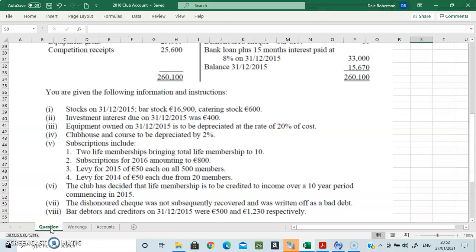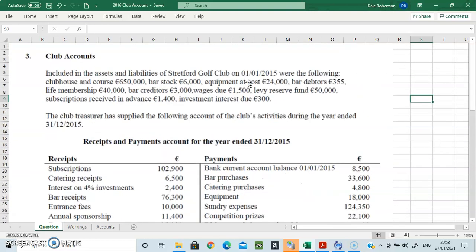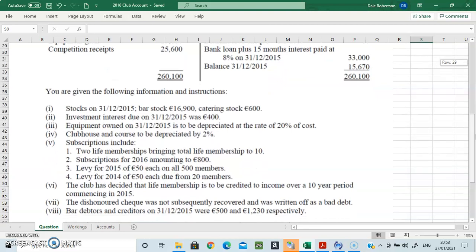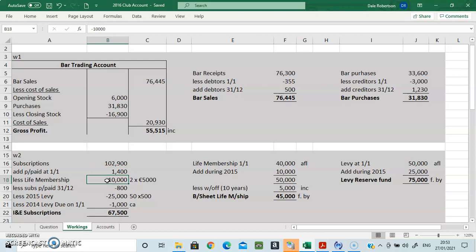I'm actually going to go back in here for a moment just to talk to you about it. It says subscriptions include 2 life memberships, bringing the total life membership up to 10. Now that's 10 people. So if 2 of them bring the total up to 10, previous to those 2, there were 8 people who had paid life membership. Those 8 people equated to life membership at the start of the year of 40,000. So from that we can deduce that life membership is actually 5,000 per person. And of course, as I said again, there were 2 of them. So that's how I get this 10,000 euro. That is 2 5,000 euro payments.